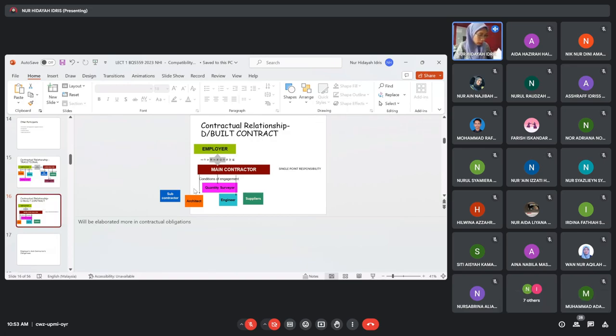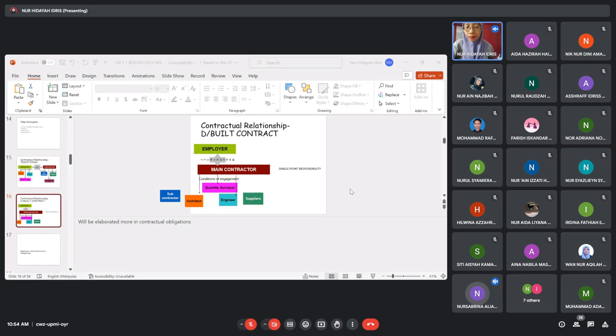Okay, I nak someone, sekejap eh. Okay, let me check. I nak someone explain dekat I. Sabrina? Okay, so what can you summarize? Design responsibility in traditional procurement arrangement versus design and build contract. Bagi satu je. Differences ke similar? As differences.